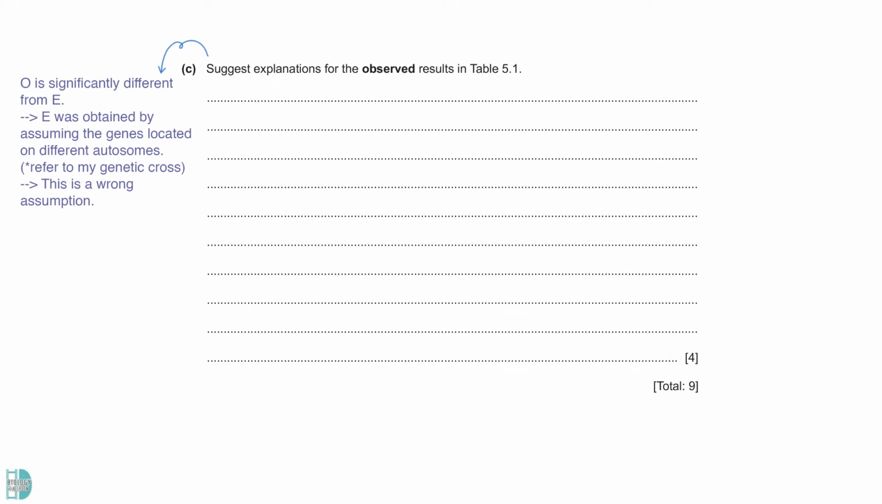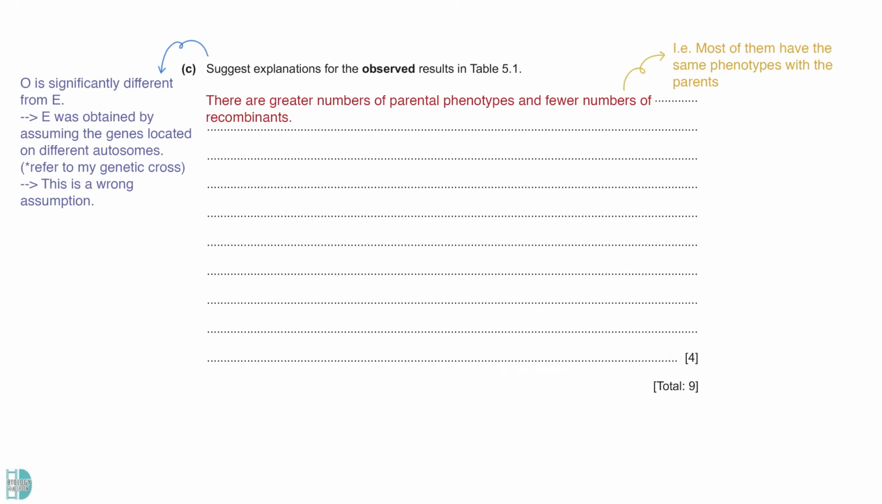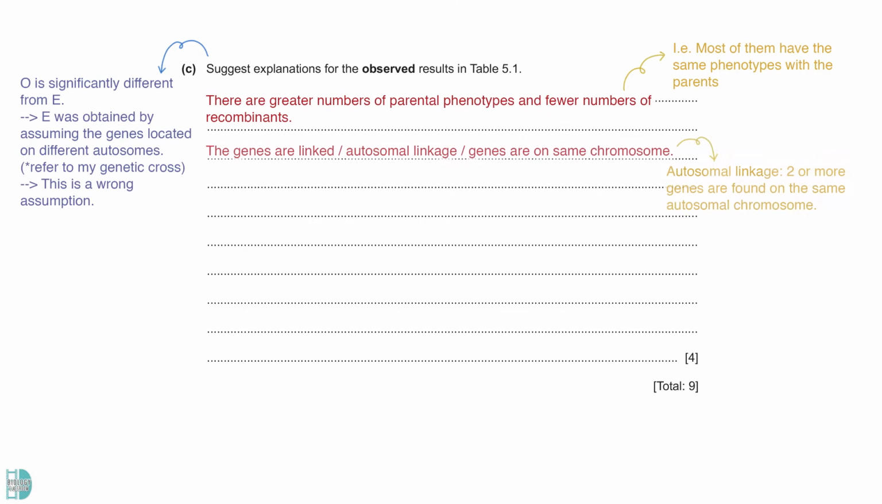The observed results show that there are greater numbers of individuals with parental phenotypes and fewer numbers of recombinants. This shows that the two genes are linked. When two or more genes are found on the same autosomal chromosome, it is called autosomal linkage.